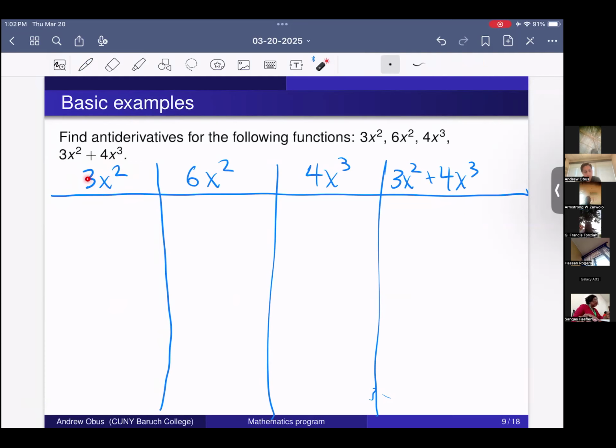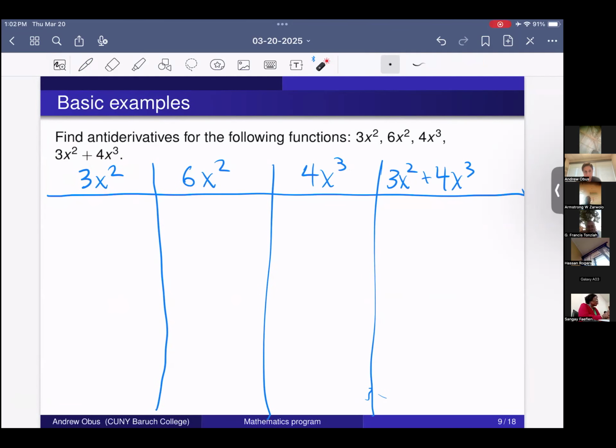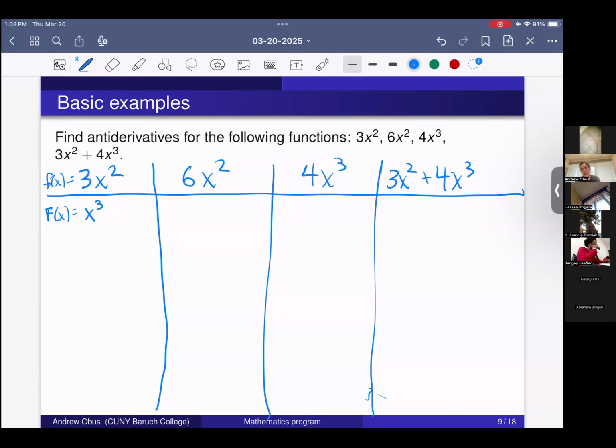So off the top of your head, can you think of a function whose derivative is 3x squared? So can you think of a function that when you take the derivative, you get 3x squared? The hint is this should be simple. Yeah, Abraham? F is x raised to the third power. Exactly. X raised to the third power. Perfect. X raised to the third power, right?